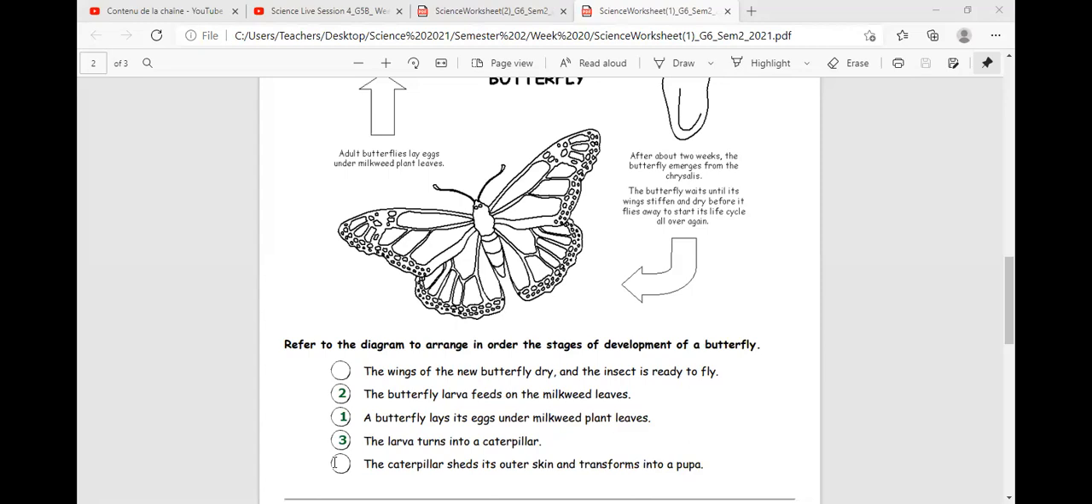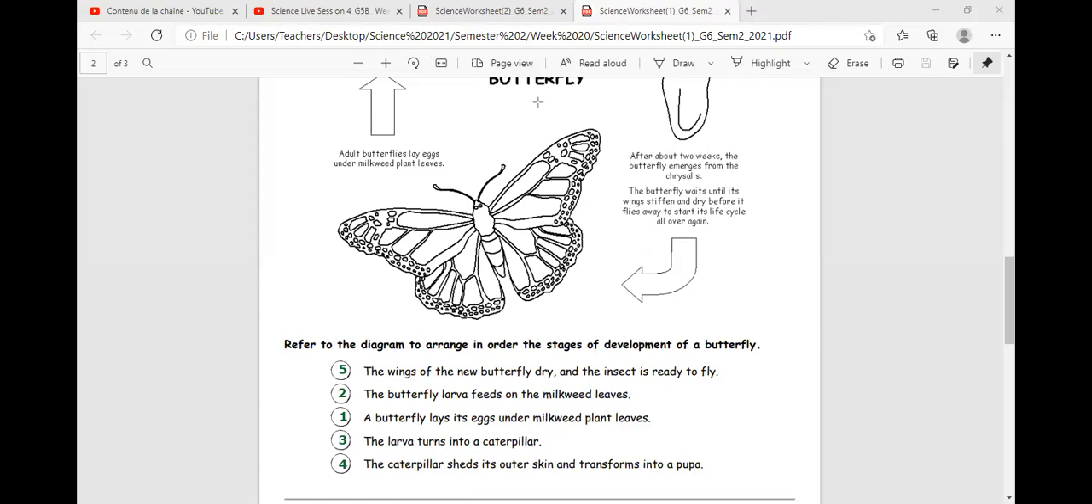What is the fourth step? The last one or the first one? The wings of the new butterfly dry and the insect is ready to fly. Then the last one is the caterpillar sheds its outer skin. No, the caterpillar skin. This is number 4. The first one is number 5. Bravo.